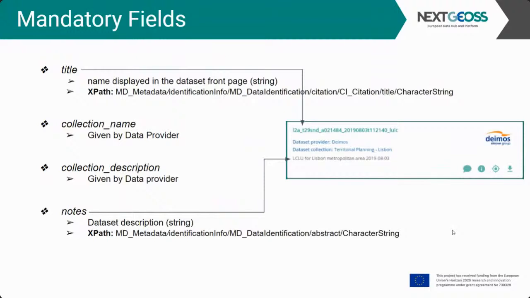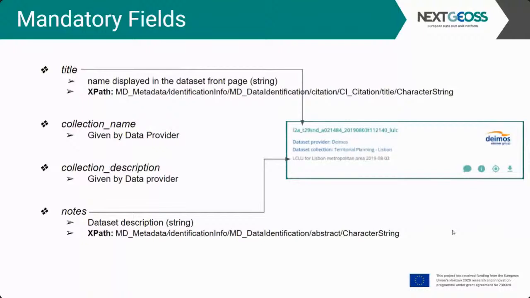XML file. So by the end of this presentation, and when you start interacting with the catalog team there in NextGEOSS, you'll be provided with an XML file template, and that XPath is just a way for you to navigate via the XML file to find the field where you need to fill in this field. So the title is located there on that XPath.